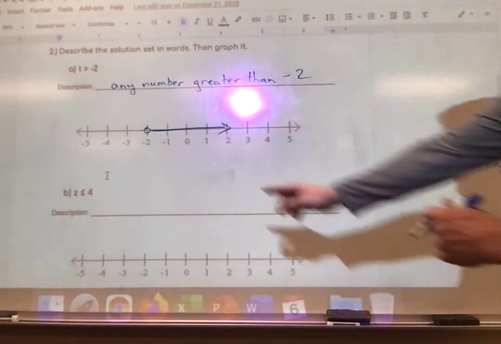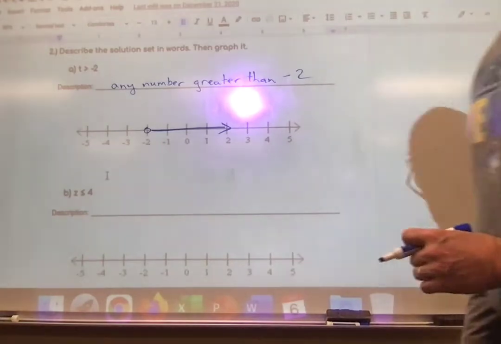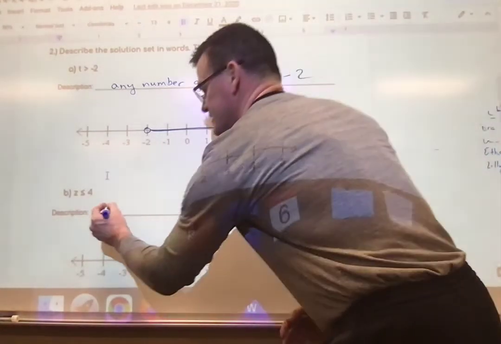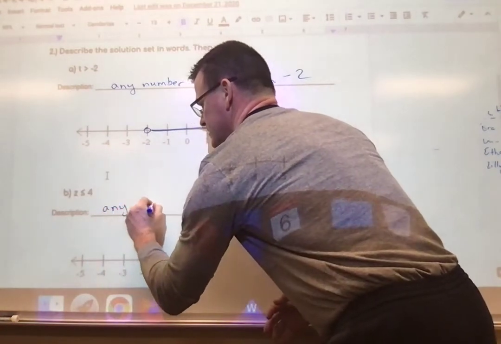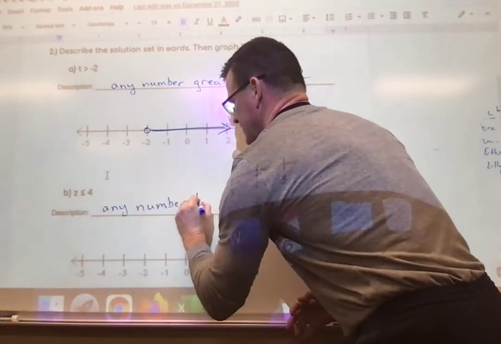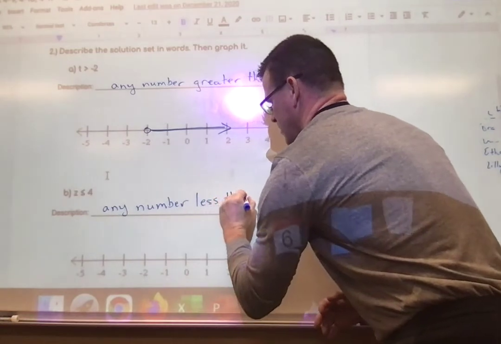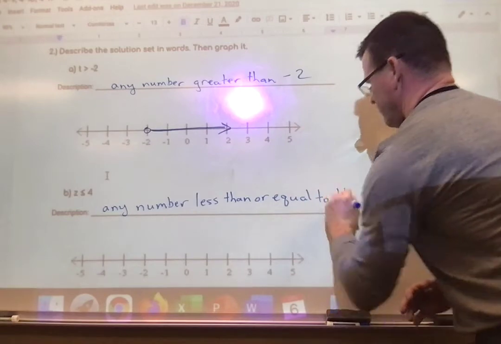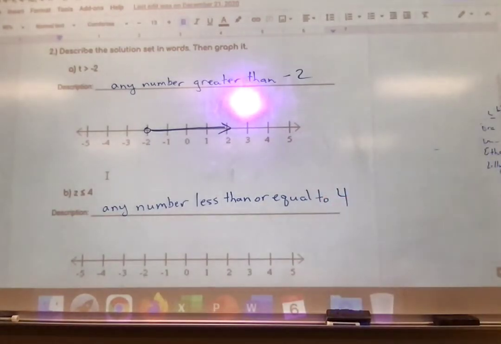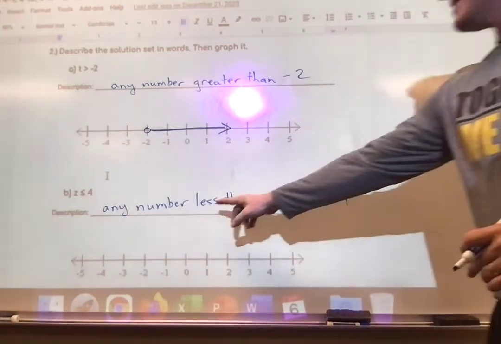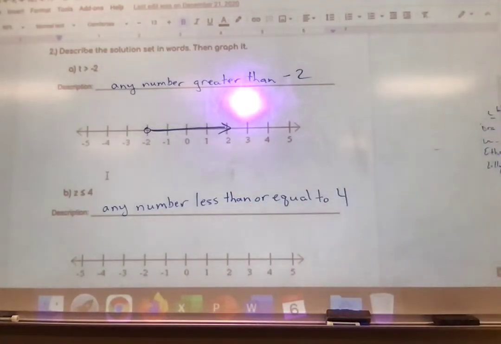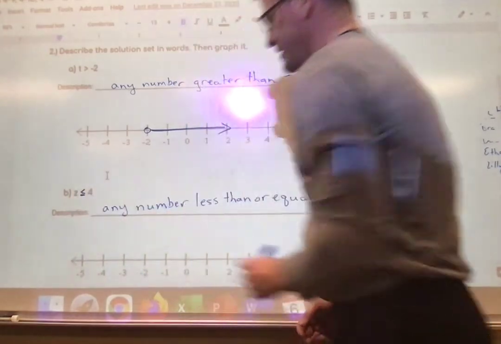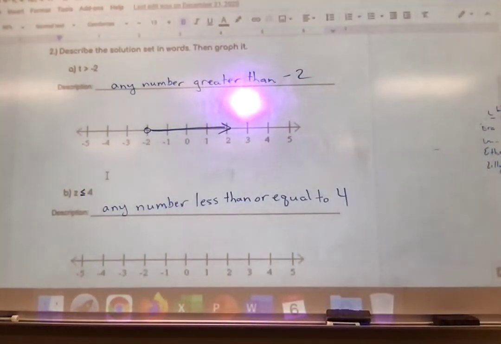Okay, the second one here, z is less than or equal to 4. Okay, so in this case, we would say z can be any number less than or equal to 4. Okay, so a little bit different than the first one because this one has to be less than or equal to it exactly, because we know that's what this means here. This is less than or equal to. So that means 4 actually works.